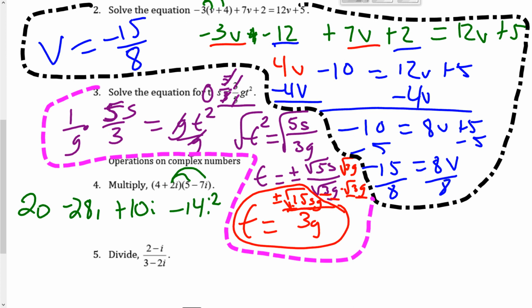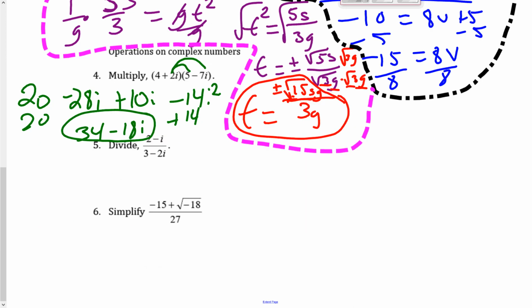I squared is basically just going to change that negative 14 to positive. So you have positive 14. And then you have 20 over here. Well, that comes to 34. So 34. And then negative 28i plus 10i would be negative 18i. And I cannot combine those because that has an i in it and 34 does not. So you got to stop there.